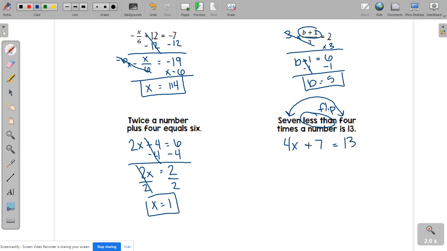Now we solve. We have a loose number of minus 7, so we're going to add 7 to both sides. Cancels out. We have 4x equaling 13 plus 7, which is 20. We have 4 times x, so we're going to divide both sides by 4. And then x equals 20 divided by 4, and that is 5.